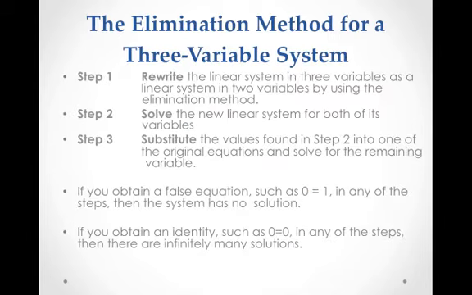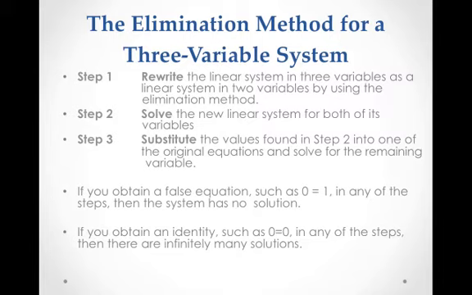Okay, so the elimination method for the three variable system: you're going to rewrite the linear system in three variables as a linear system in two variables by using the elimination method. Then you're going to solve the linear system for both of its variables, and then finally you're going to substitute the values found in step 2 into one of the original equations and solve for the remaining variable. You can also use the substitution method if it's just easier, where in the first step you actually substitute an expression for one of the variables in the other two equations.